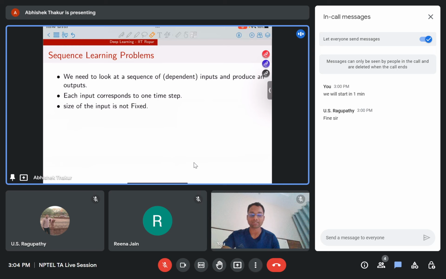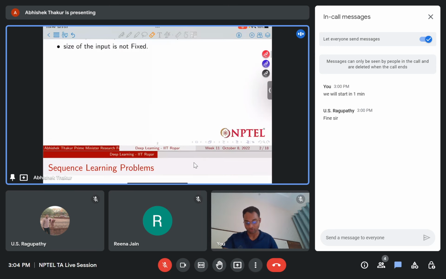Before, in whatever we studied, the size of the input was fixed. In image recognition, there was a 28 cross 28 sized image. But here the size is not fixed, because a word may have a different text length. So the size will not be fixed in sequential learning problems.